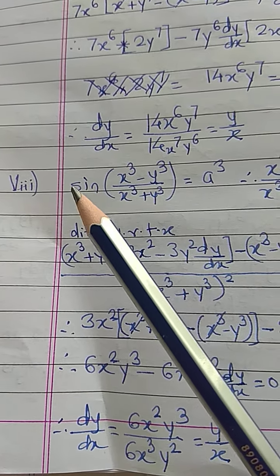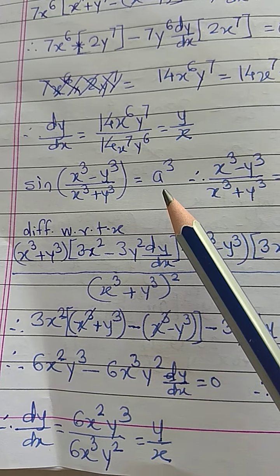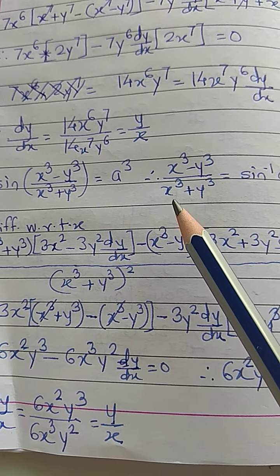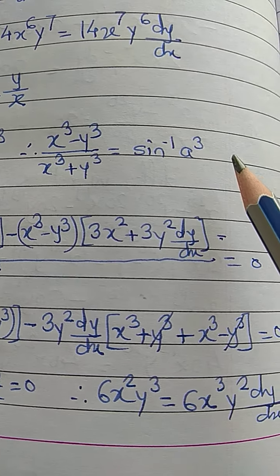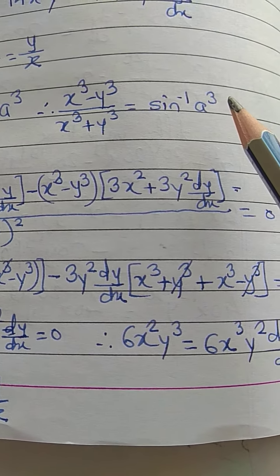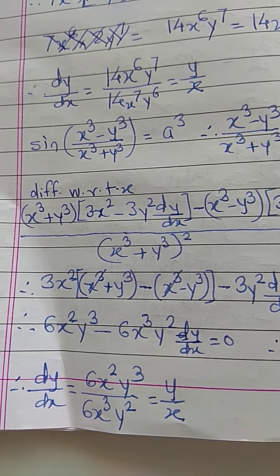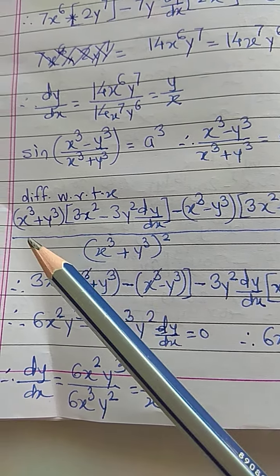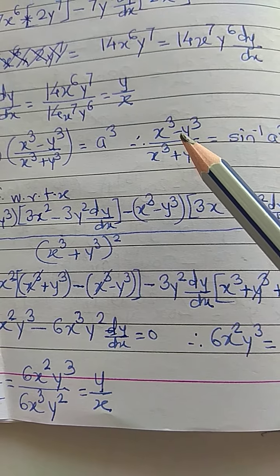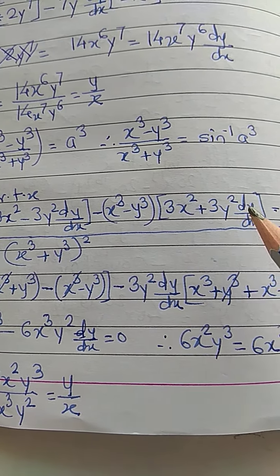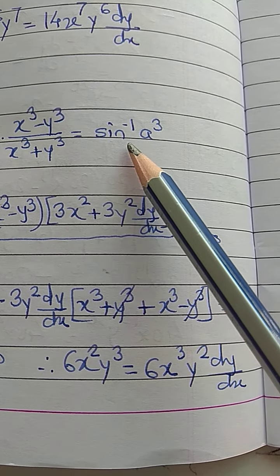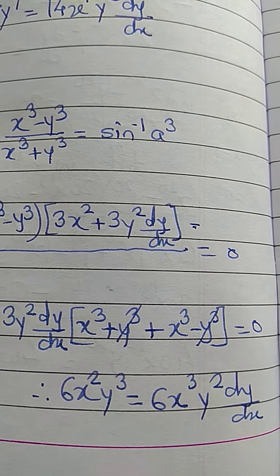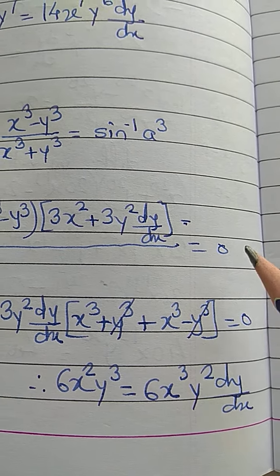Roman 8, sine of this bracket is a cube. So x cube minus y cube upon x cube plus y cube will give you sine inverse of a cube. Okay. So denominator now as it is, derivative of the numerator minus numerator as it is, derivative of the denominator upon denominator square equal to derivative of this constant sine inverse of a cube is 0.